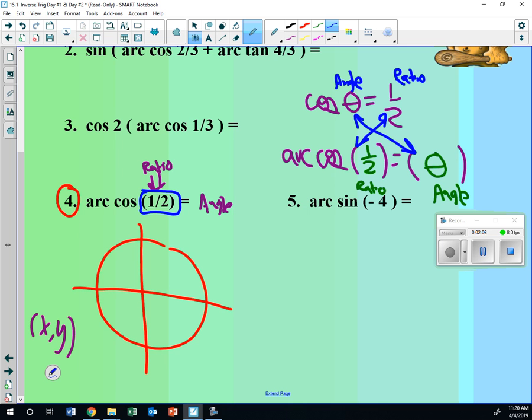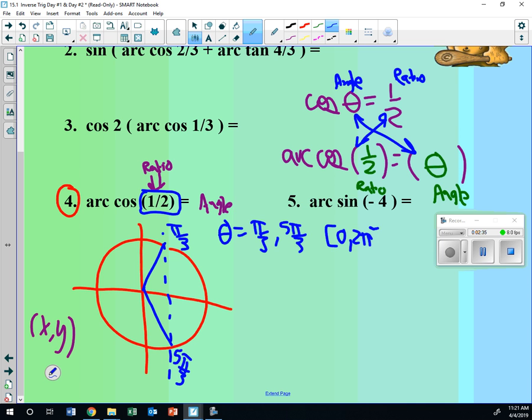All right. So x is 1/2. If you look on your unit circle, pi over 3, and this is going to be 5 pi over 3. Looks like those are your two answers between 0 and 2 pi, and that's a skill I want you to have, is to find those two between 0 and 2 pi, and you'll see why I want you to do that in a little bit.